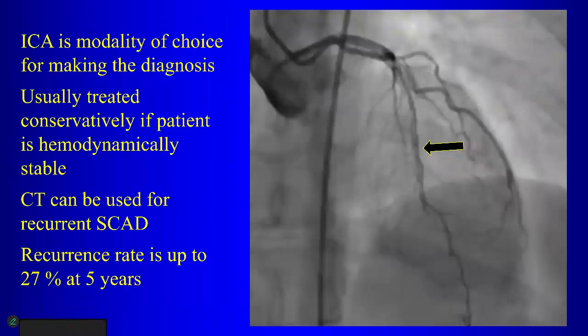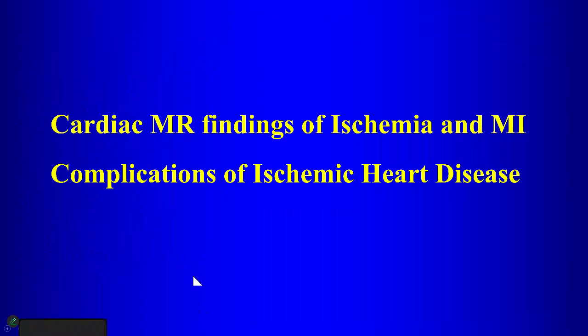So let's say you have a patient with known fibromuscular dysplasia, a young woman who comes in with acute chest pain, elevated troponins. So they're suspecting acute spontaneous coronary artery dissection. That patient should go to invasive coronary angiography. Usually the treatment is conservative. If the patient is hemodynamically stable, it tends to resolve on its own. CT can be used if recurrence is suspected. If the patient has had a known dissection before, recurrence can happen in up to 27% of patients at 5 years. So there is a significant rate of recurrence of dissection in these patients.